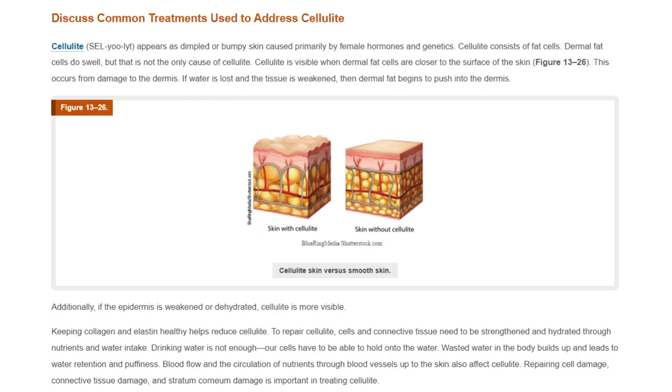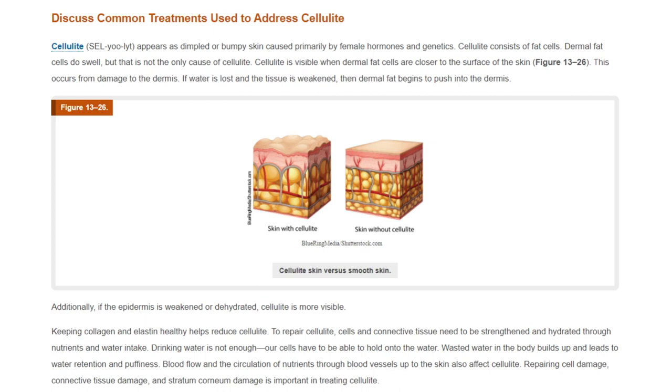Figure 13.26. Cellulite skin versus smooth skin. Additionally, if the epidermis is weakened or dehydrated, cellulite is more visible. Keeping collagen and elastin healthy helps reduce cellulite. To repair cellulite, cells and connective tissue need to be strengthened and hydrated through nutrients and water intake. Drinking water is not enough, our cells have to be able to hold on to the water.